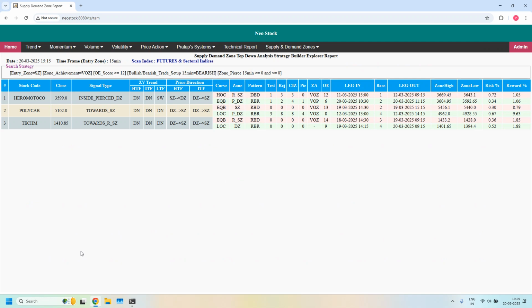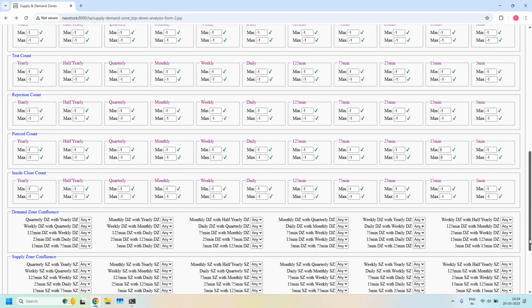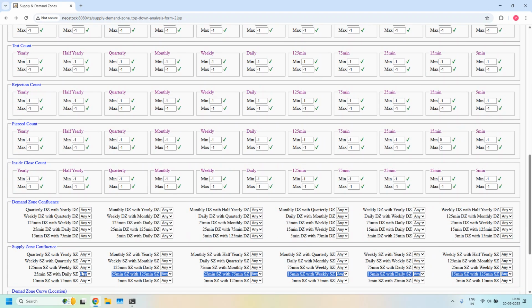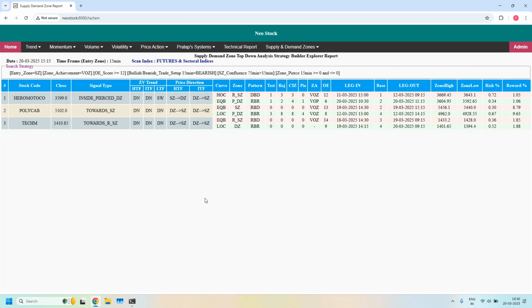These 3 stocks are supporting bearish trade setup for daily income trade. And these entry time frame zones are 15 minute supply zones. Let's check how many are having high probability to get success based on LTF and ITF supply zone Confluence. That is 15 minutes and 75 minutes supply zone Confluence. I am enabling the filter. We got all the 3 stocks.